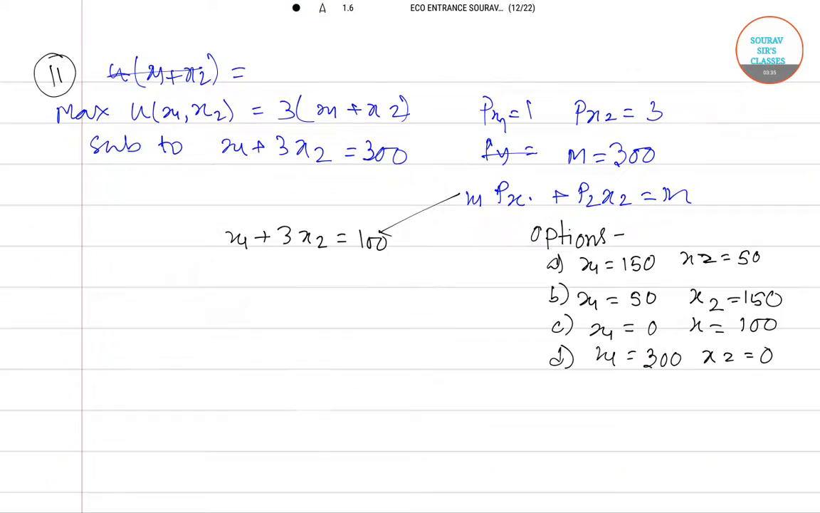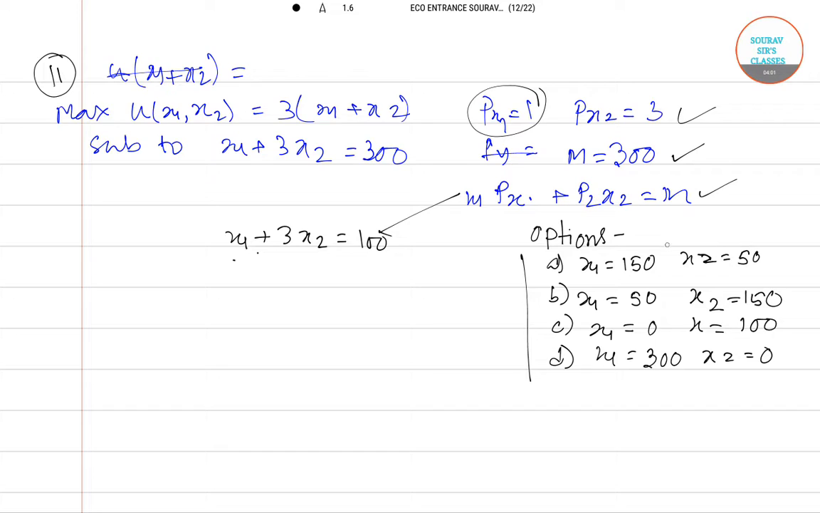And the 11th question is: maximize the utility function U equals 3 times x1 plus x2, subject to the budget constraint p1 x1 plus p2 x2 equals m, where the price of good x1 is 1, the price of good x2 is 3, and the income is 300. Then we can form the budget constraint as x1 plus 3x2 equals 300. Then choose which is the correct option that maximizes the utility.